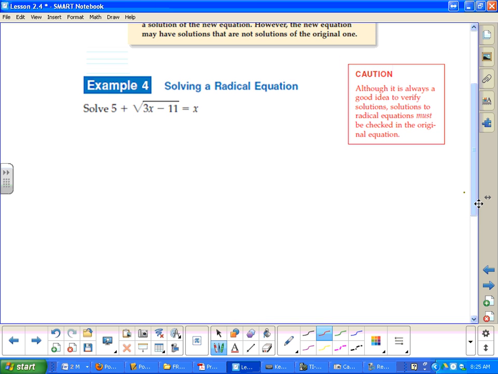All right, so this is the one in the book, and I'm going to do this one for you first. The first thing we're going to do is subtract 5, because we want to get the radical by itself.